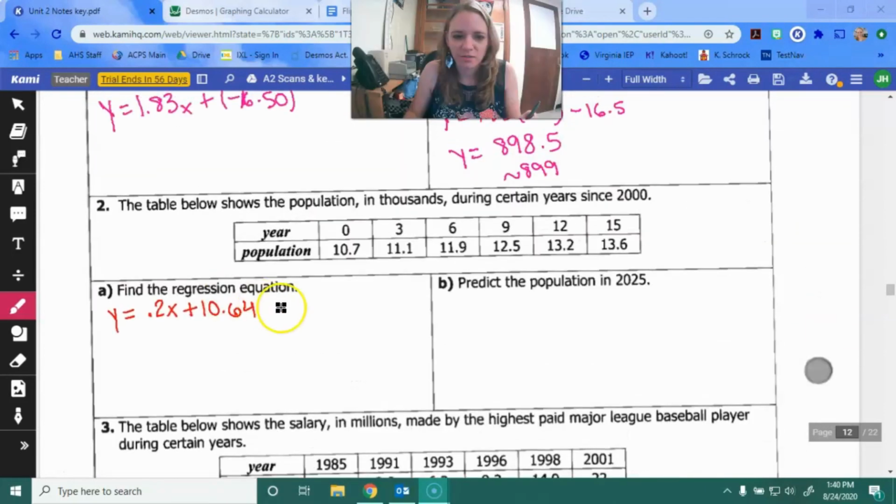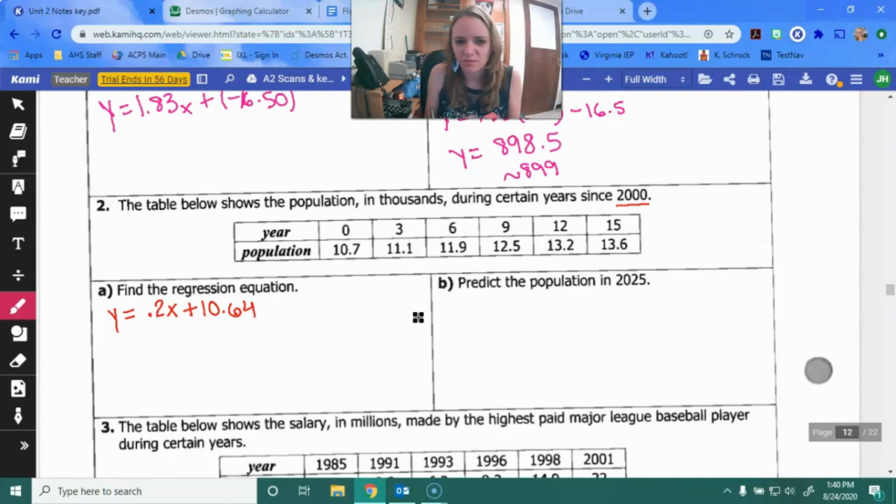But one thing I do want to show you on number 2, and you'll see this often, is they've got the table, but they've got the year 0, 3, 6, 9, 12, 15, and during certain years since 2000. Okay, so they're counting year 2000 as the 0 year. So 2003 is what year this really is. 2006, you get the idea. Now look what they're going to do over here. Predict the population in 2025.